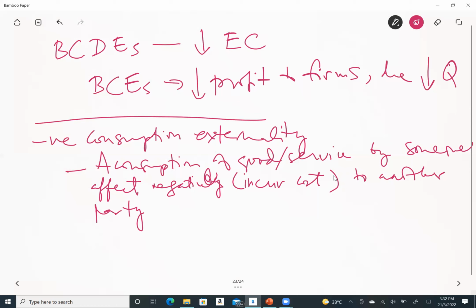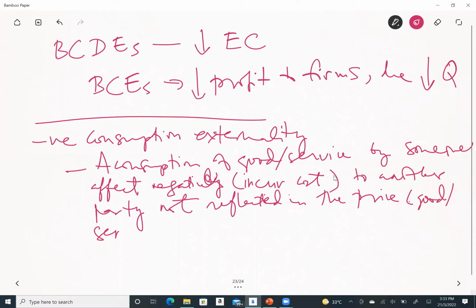And of course, you add the words not reflected in the price, or not directly involved in the transaction. So consumption of a good or service by someone affects negatively or incurs cost to another party, not reflected in the price of the good or service. So that is a negative consumption externality.